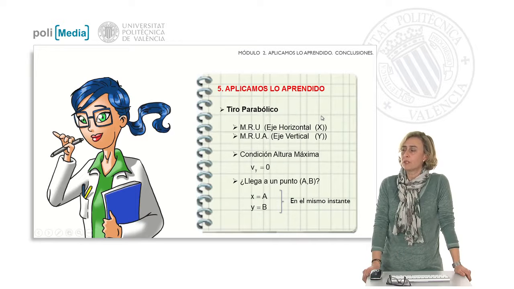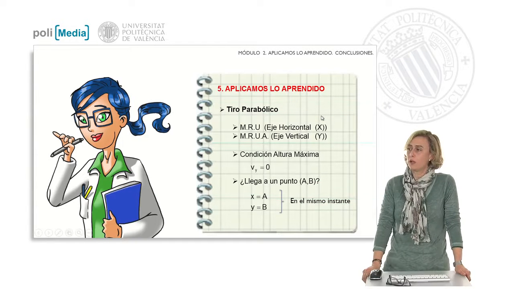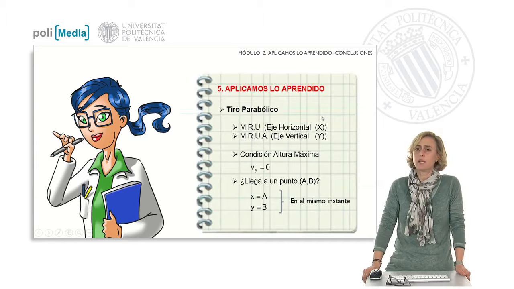How do we solve this? It is imposed that x has to be equal to a and y equal to b, but these values have to be reached at the same instant. Well, that's all.